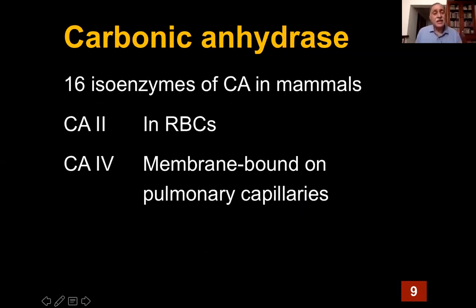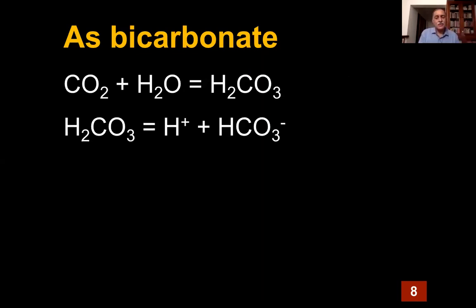There are 16 isoenzymes, or 16 types of carbonic anhydrase enzymes, in mammals. It is enough for us to remember that carbonic anhydrase type 2 is present in the RBCs, and that catalyzes the reaction of carbon dioxide combining with water to produce carbonic acid. And carbonic anhydrase isoenzyme 4 is mainly present in the pulmonary capillaries, where it catalyzes the reverse reaction of converting carbonic acid into carbon dioxide and water. The carbon dioxide is eventually excreted into the alveoli.